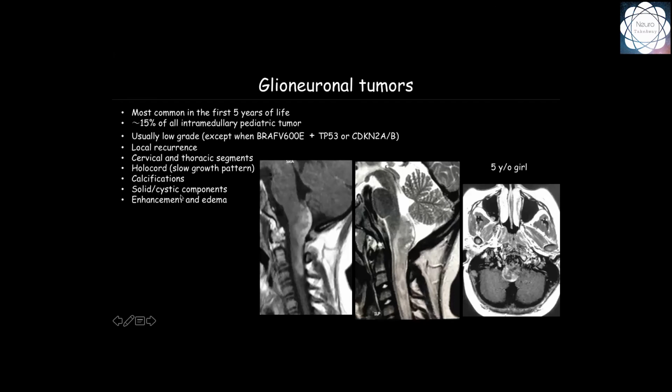They have solid and cystic components, and the enhancement and edema patterns are very variable. This is a typical case located at the cervicomedullary junction. You can see this relatively low signal intensity on T2. This is very frequently associated with a V600 mutation of the BRAF. This extension into the dorsal aspect of the medulla is very interesting, and it's very typical of a benign tumor because the pyramidal decussation acts as a barrier, as a limit to the extension of this tumor.